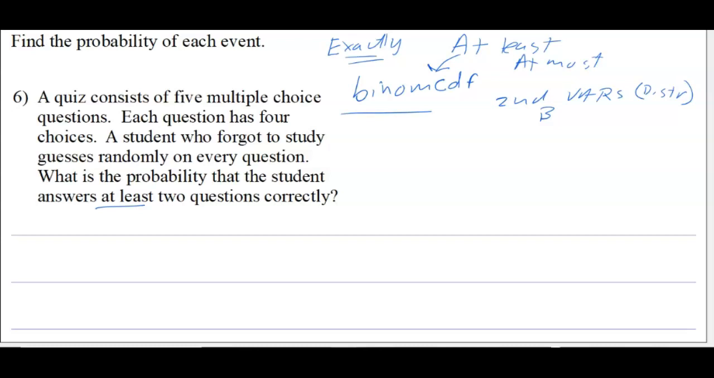But when I read this question, I see a quiz consists of 5 multiple choice questions. Each question has 4 choices. A student who forgot to study. Oh no, that never happens. Guesses randomly on every question. At least they answered every question on a multiple choice test. It's very annoying when you leave one blank. What is the probability that the student answers at least 2 questions correctly?